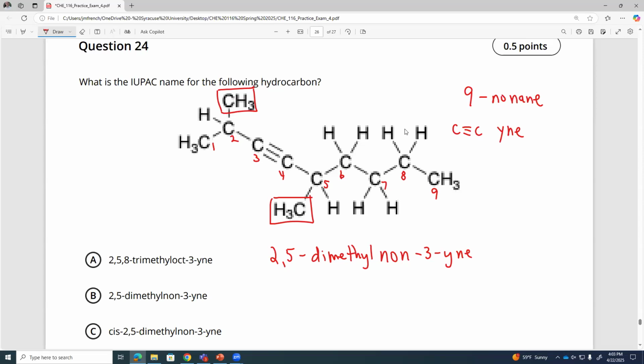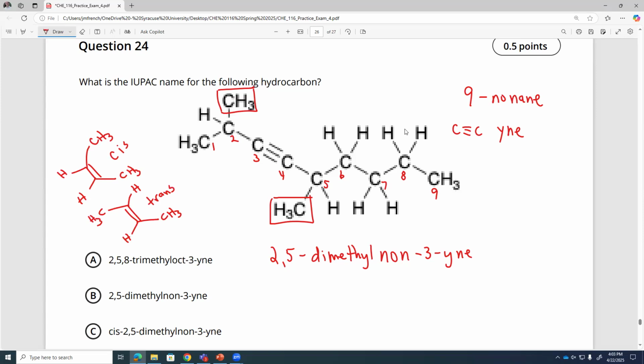Cis or trans is only with carbon-carbon double bonds because we have to have 2 substituents where we have that spatial arrangement where it's different, right? So we could have a cis double bond, where those carbons are on the same side, or we could have a trans double bond where those carbons are on opposite sides.